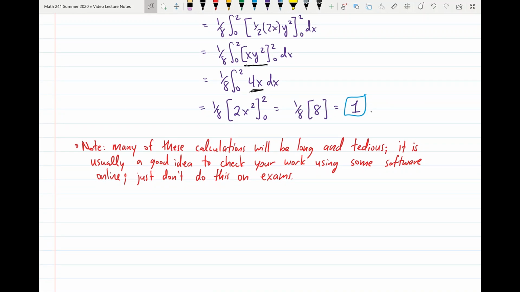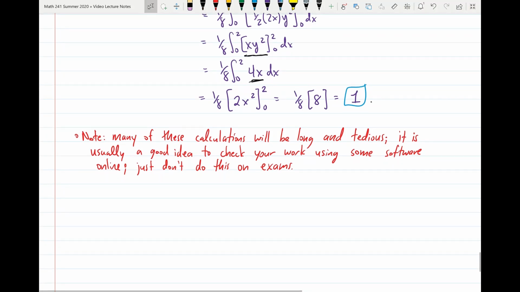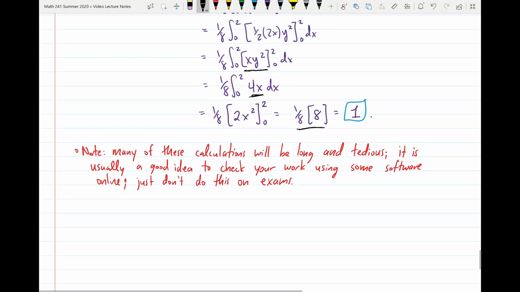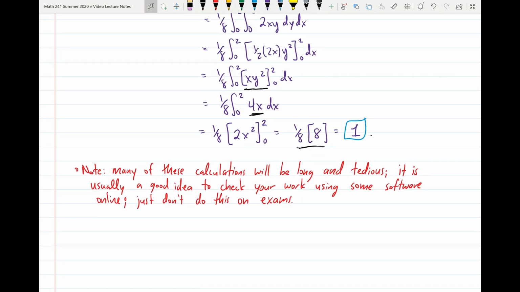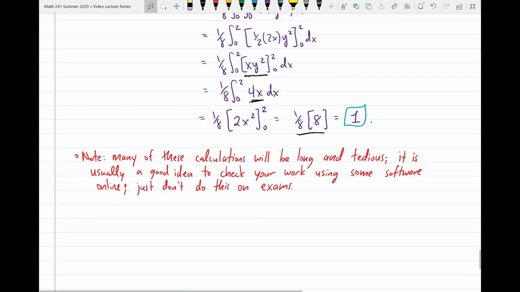And of course, the antiderivative of 4x is going to be 2x squared, and we're evaluating from 0 to 2. So we plug in 2 for x, and we get 1/8 times 8. And so the average value of the function x times y times z over the cube that was given as our region here is going to be equal to 1.